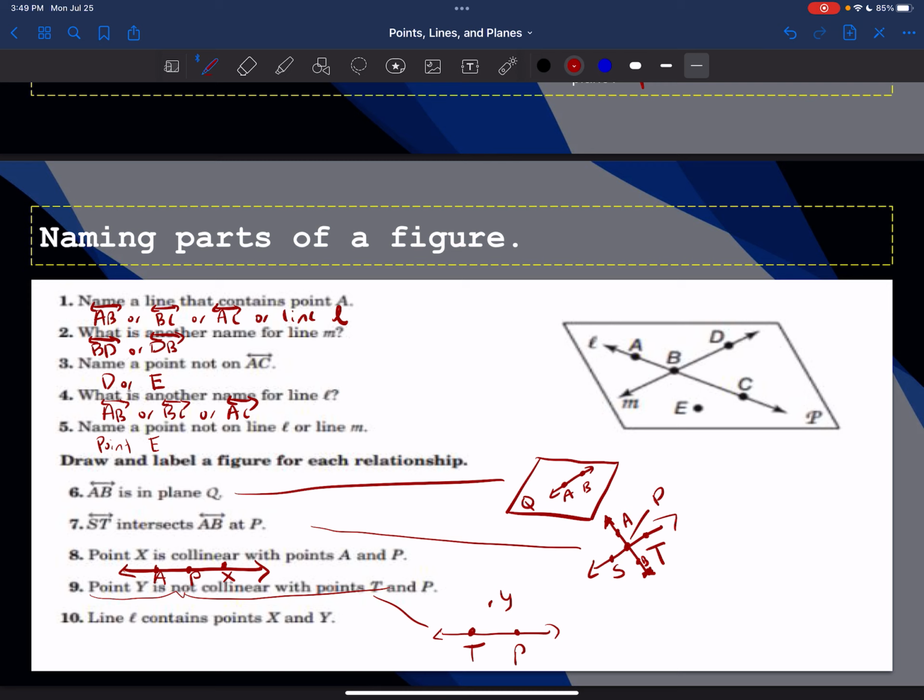Lastly, number 10, it says line L contains point X and Y. Well, we know that that cursive L is just another way of naming a particular line. So I have a line, and that cursive L is right next to that line, and it contains the points X and Y. So I write X and Y, and that's it. That's my answer. A little confusing.